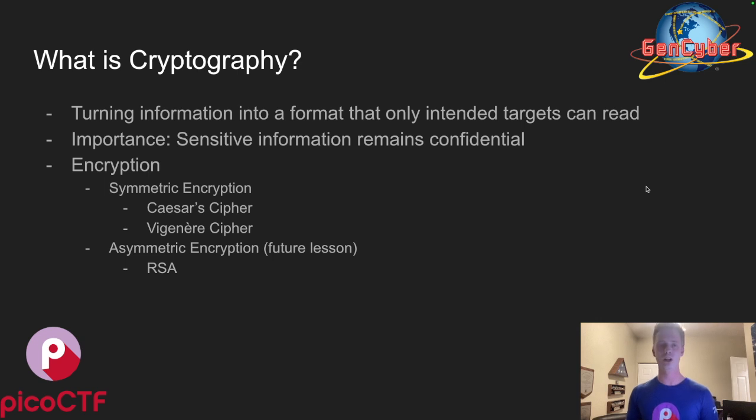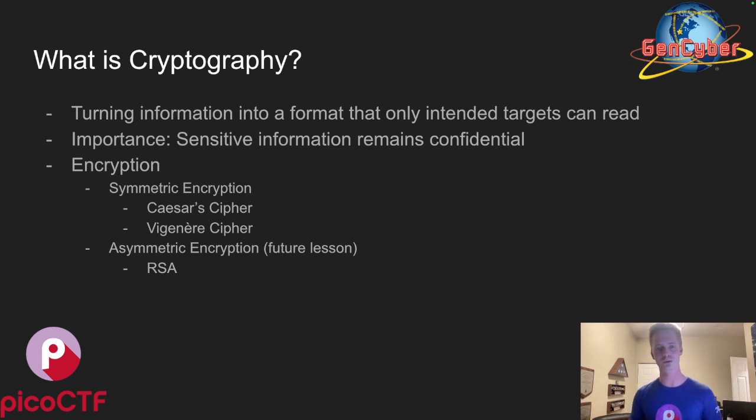Going into what cryptography is on a more technical level, it's turning information into a format that only intended targets can read. This can be anything like sensitive information, maybe important government information, maybe just notes passed in class when you're in school. Whatever it may be, this is what we call cryptography. Now, cryptography and encryption go hand in hand. There are two main types of encryption: symmetric encryption and asymmetric encryption.